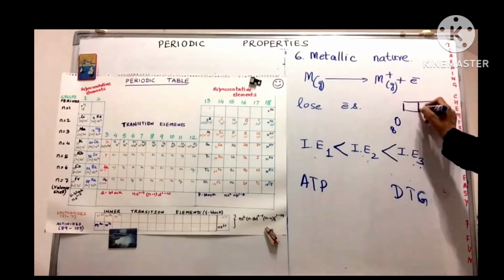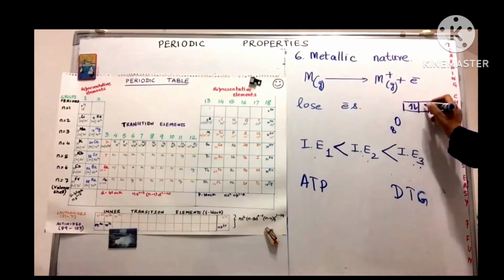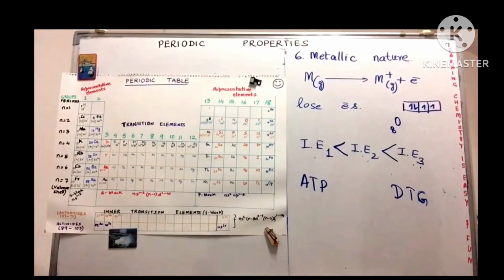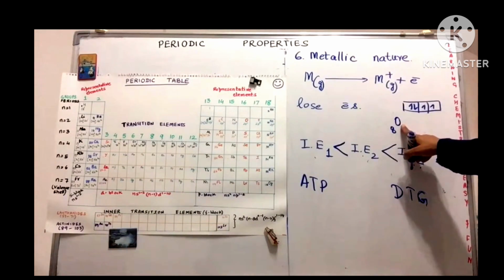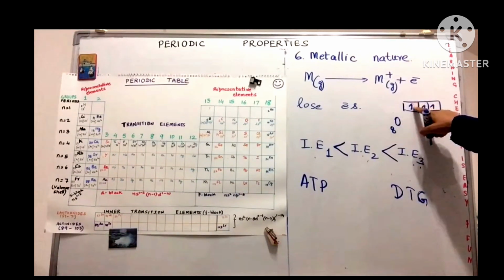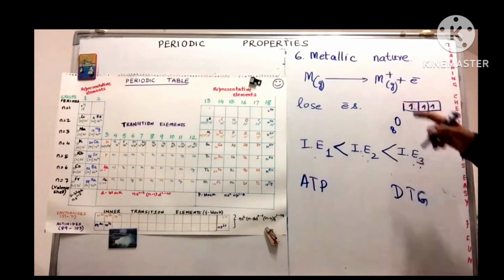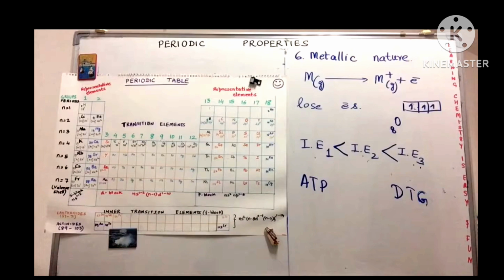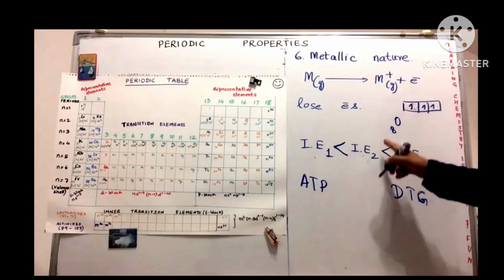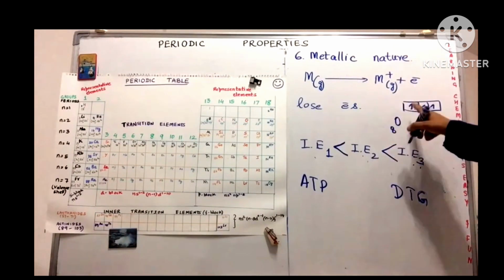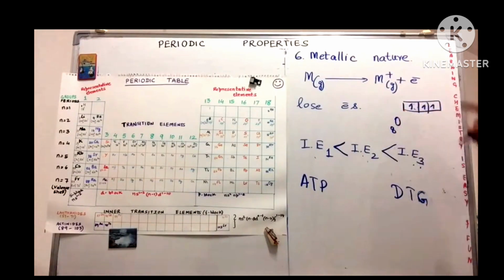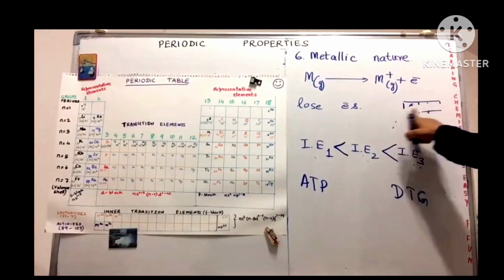Again, wherever you are asked for a reason, just go back to the electronic configuration. In the case of oxygen, IE1 means you remove one electron. Now it acquires a configuration like nitrogen, half filled, with more stability. So IE2 should be higher, but in this case it becomes exceptionally higher because of its half filled configuration.